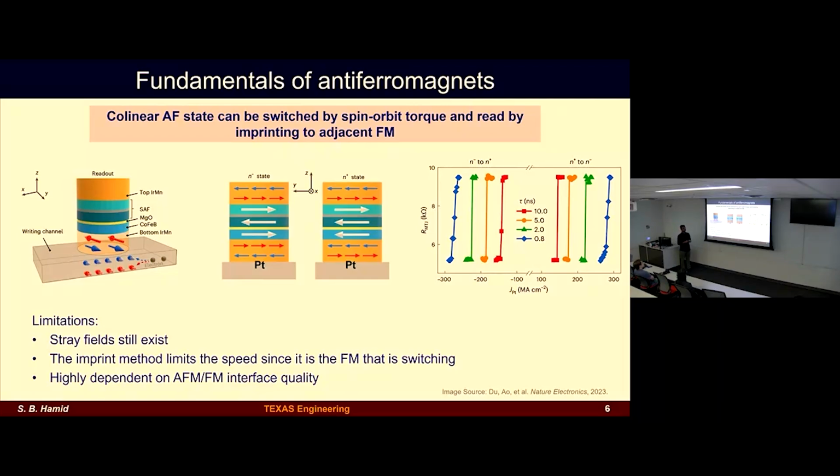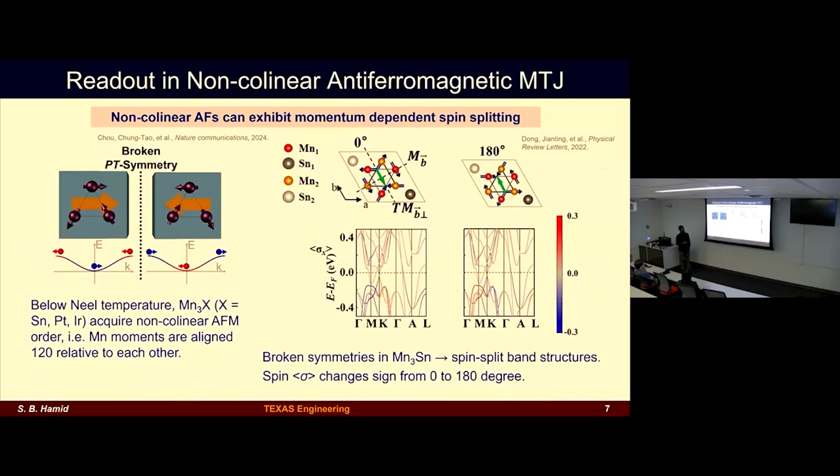But now this introduces several problems. Since the ferromagnet is back, the stray fields are also back with it. The ferromagnet now needs to switch, so the speed is again limited. And then there's the interface problem. Since this is dependent on the exchange bias effect, the interface at the antiferromagnet-ferromagnet interface needs to be very high quality during growth, and that is difficult to control. These problems can be solved by using non-collinear antiferromagnets.